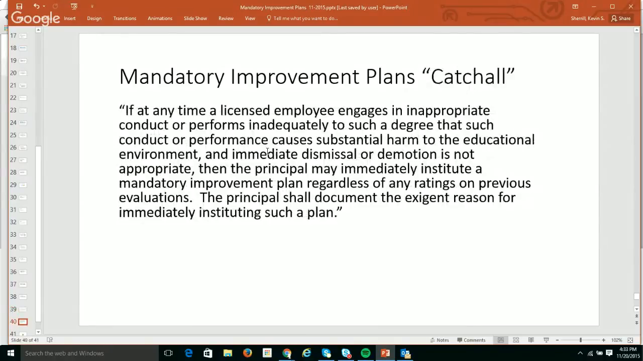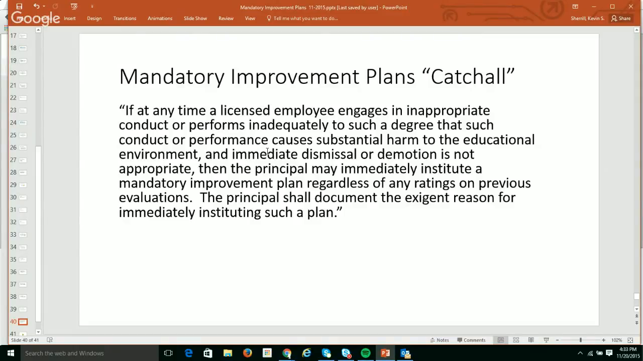And then I think we're almost at the end here. There is some catch-all language in the statute for you to be aware of. And it says, if at any time a licensed employee engages in inappropriate conduct or performs inadequately to such a degree that such conduct or performance causes substantial harm to the educational environment, an immediate dismissal or demotion is not appropriate, then the principal may immediately institute a mandatory improvement plan regardless of any ratings on previous evaluations.